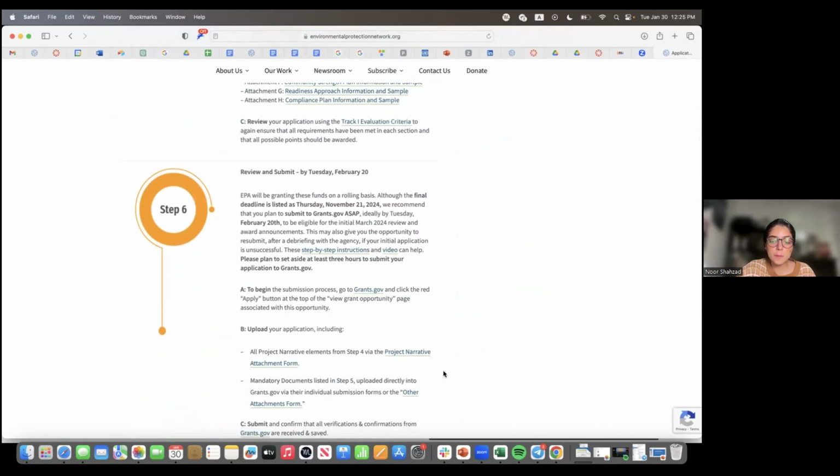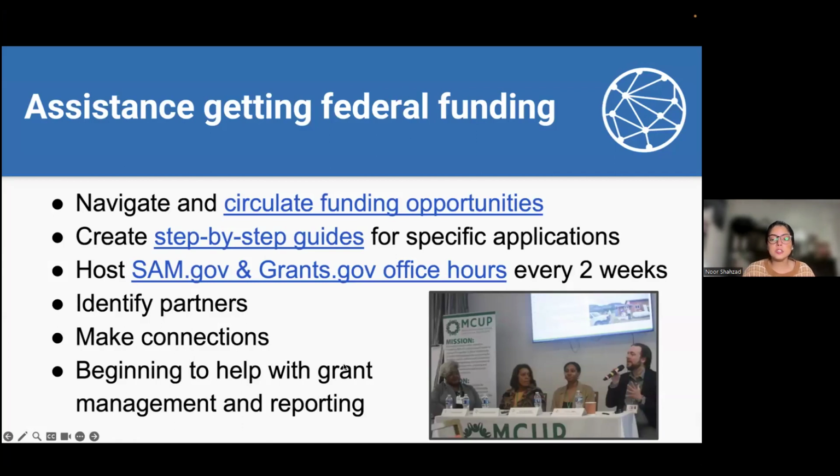And that is one of the main resources of EPN that is particularly accessible and helpful for this group that we're speaking with today. Another thing that is particularly helpful that EPN offers is the sam.gov and grants.gov office hours every 2 weeks. Essentially, you can come in, sign up, and once you're in the Zoom meeting, you will be connected one-on-one with an EPN member, and they'll guide you through the sam.gov and grants.gov registration process. You can share your screen and go through it, and we'll guide you step by step. That's been particularly helpful for communities just because that's the first step to accessing federal funding.